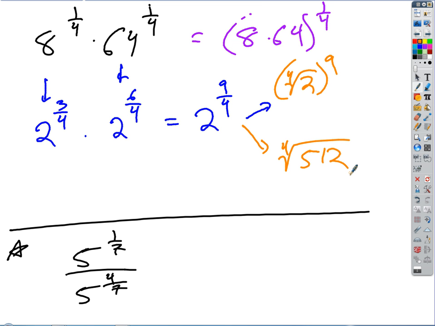Make sense? Okay. So we want to break it down, because 8 was a perfect cube with a multiplicity of 3 and 64 was 2 to the 6th, we could break that down to much smaller bases, much simpler. All right.